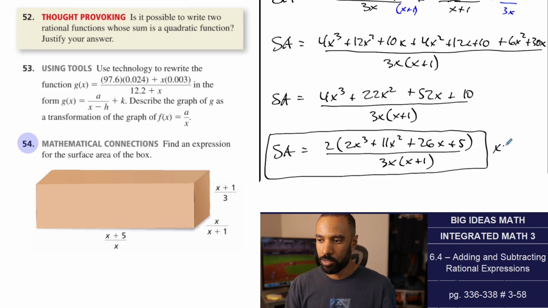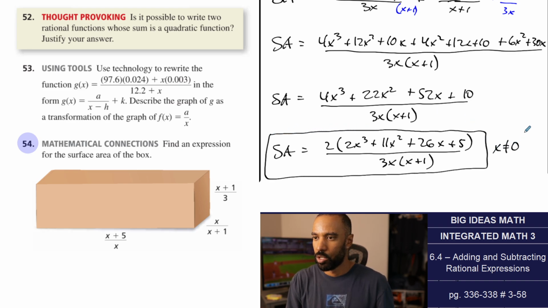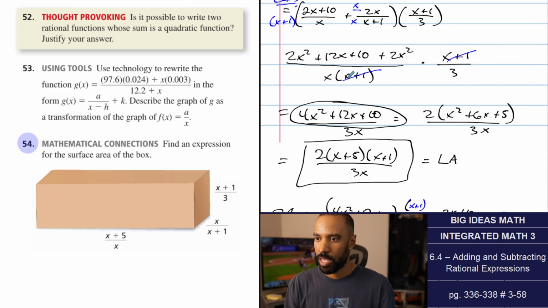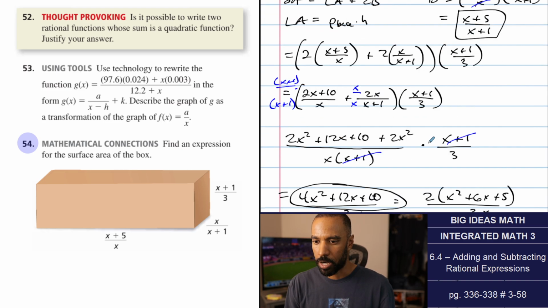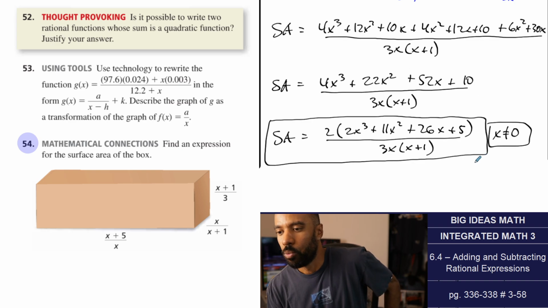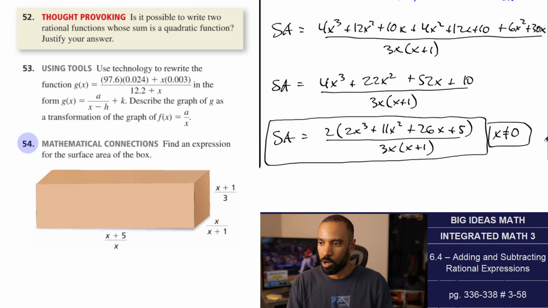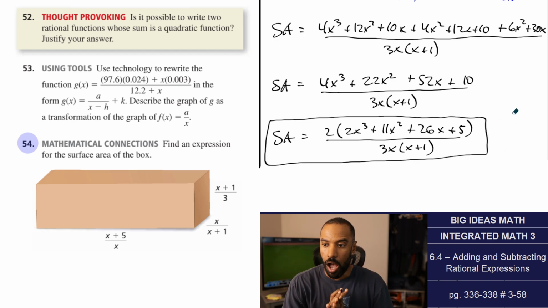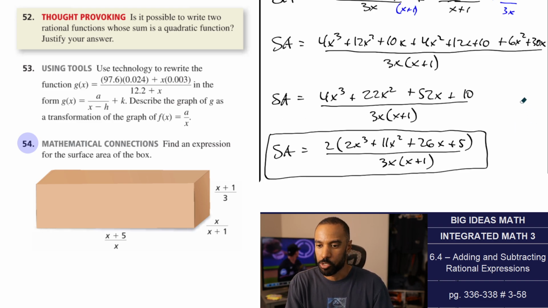X can't equal 0. What else canceled? X plus 1s, we already have an x plus 1 on bottom. X can't equal 0. Oh, sorry. There's still an x equals 0 on bottom. We already have that, so we're good. I think that's all we need. There's an expression for surface area.